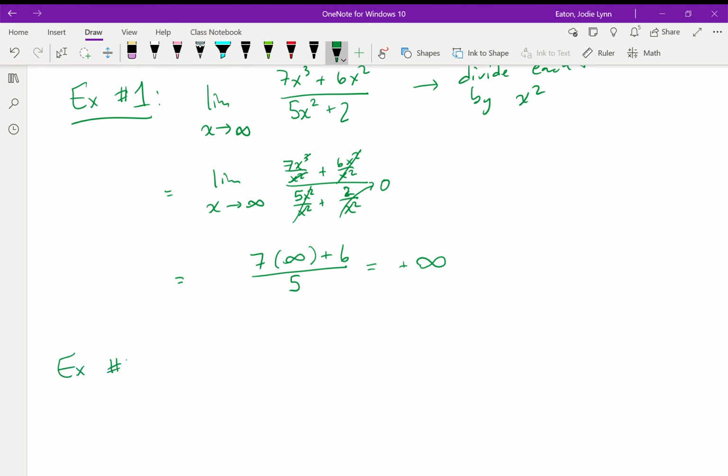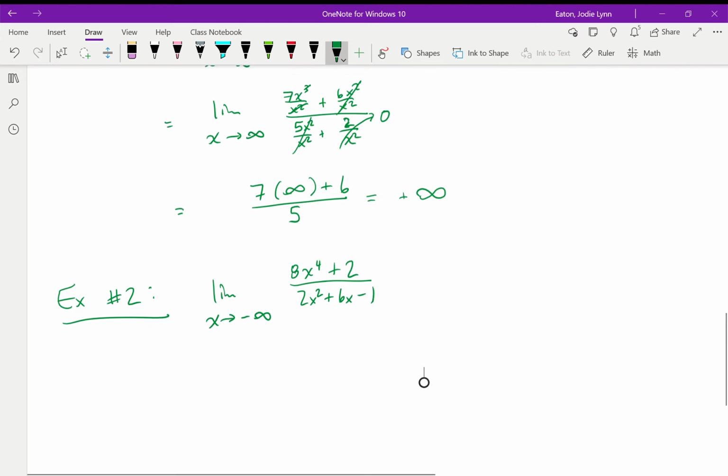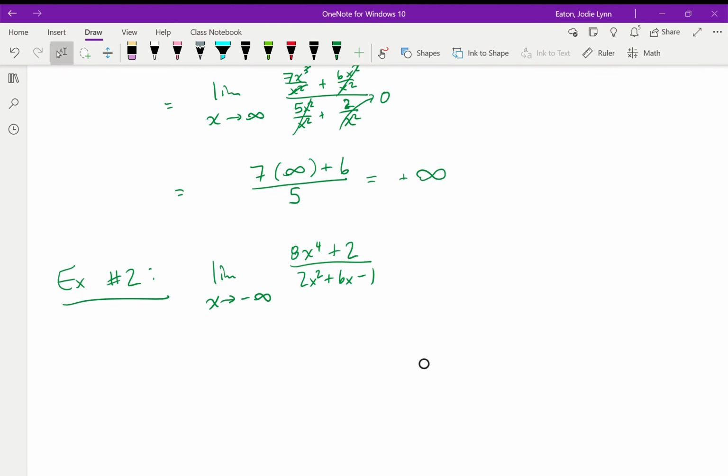Example 2. Okay, the limit as x approaches negative infinity of 8x to the 4th plus 2 over 2x squared plus 6x minus 1. We're going to divide: the highest power of x in the denominator is x squared, so we're going to divide everything by x squared.